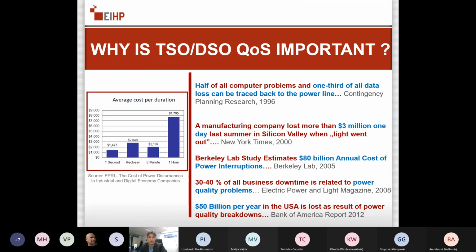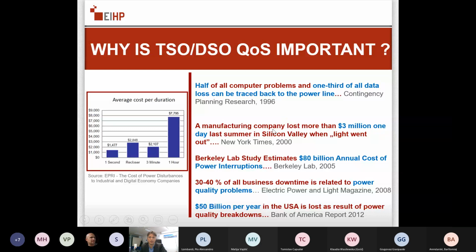Why is measuring the quality of TSO or DSO service important? Because this is the list of the official reports that were given in the last maybe 20 or more years, before the additional requirements on the network from the renewables integration and market opening side. It says, for example, in the late 80s, 90s, that half of all computer problems and 1/3 of all data loss can be traced back to the power line.